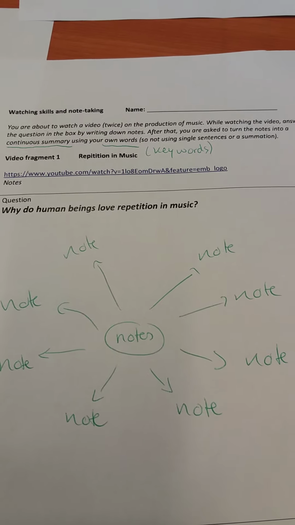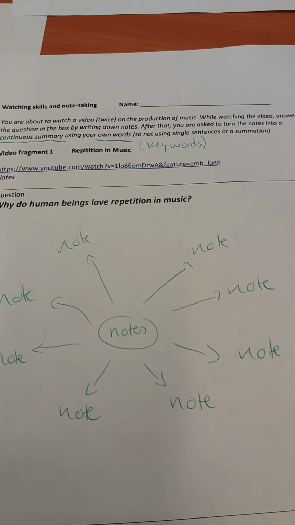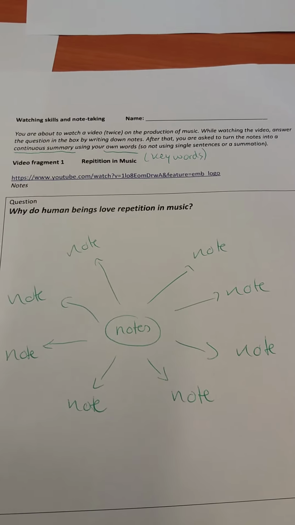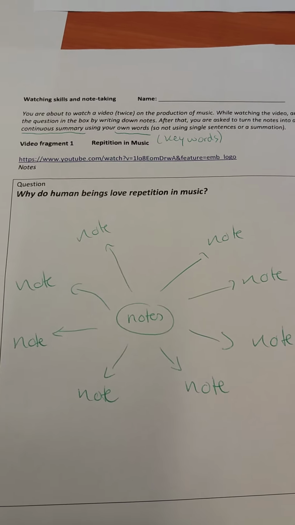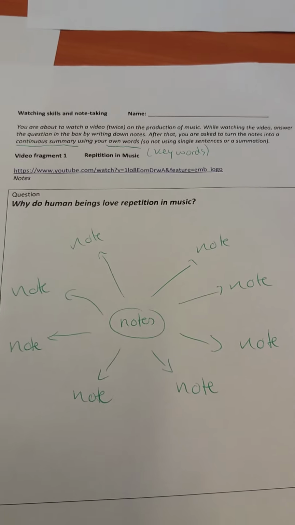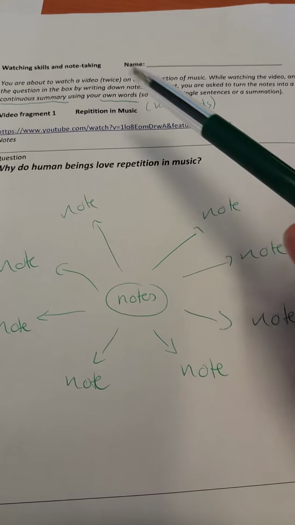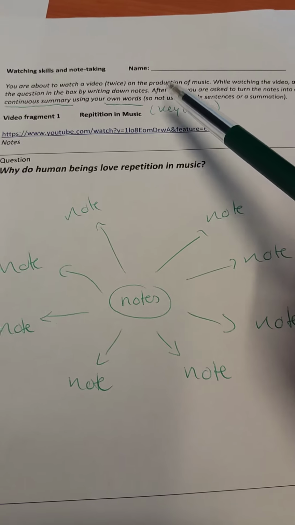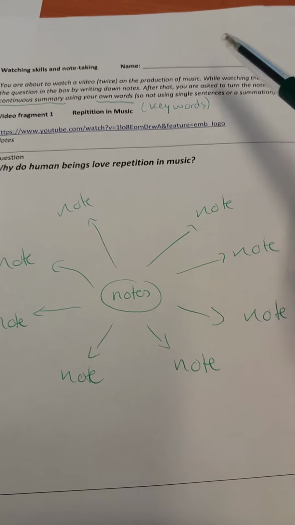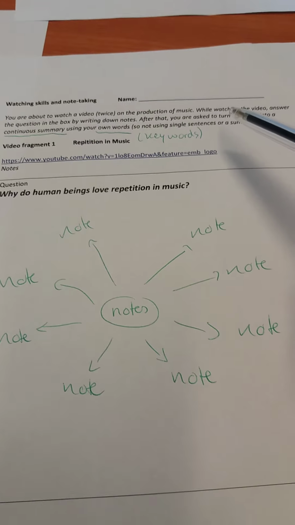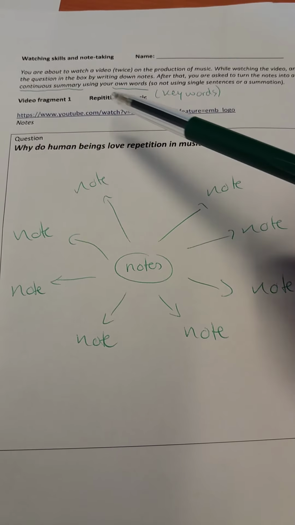During the test week, there will be a note-taking summary writing test. The first thing that you'll do when you come to the test, of course, is read the instructions. What you're going to be asked to do is watch a video at the beginning, twice, about the production of music. In this case, of course, the video is going to be a different one. And while watching the video, you're going to be taking notes.